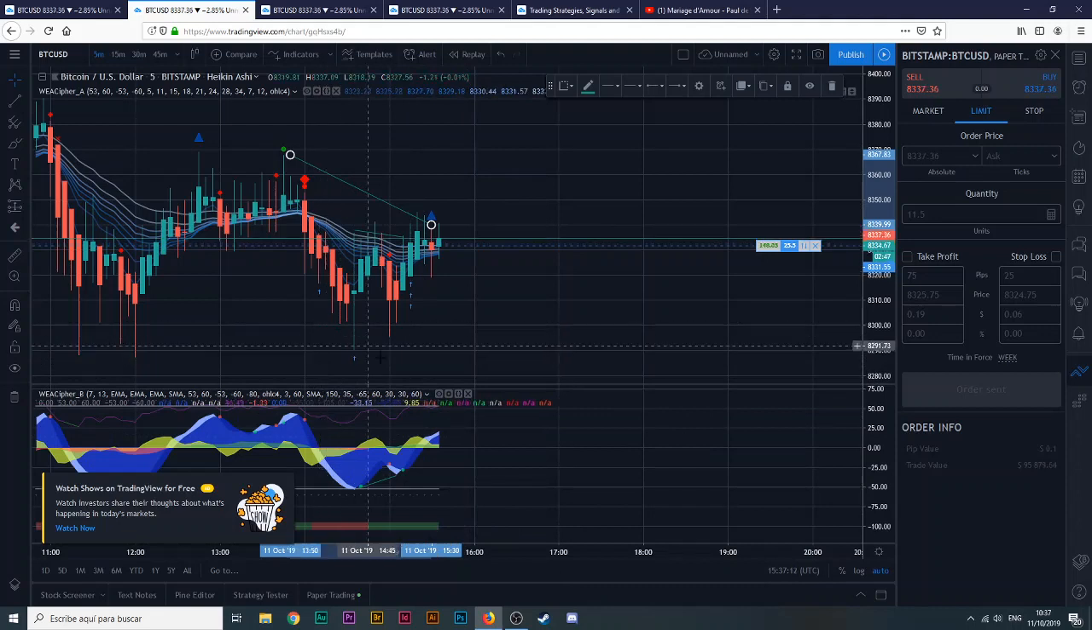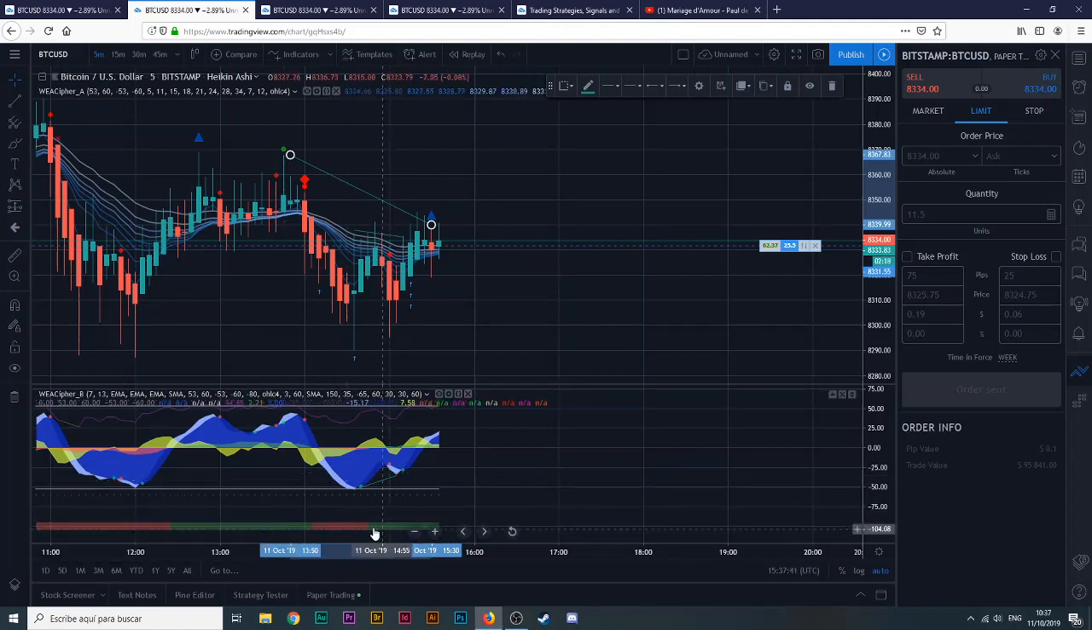These blue arrows indicate where I bought Bitcoin. Back here, I was just experimenting. Here's where I started to buy when the yellow line crossed the 0 mark. And here I bought more with confirmation of the yellow line crossing the 0 mark, and with this divergence plus this positive cash flow indicated by the green bar.